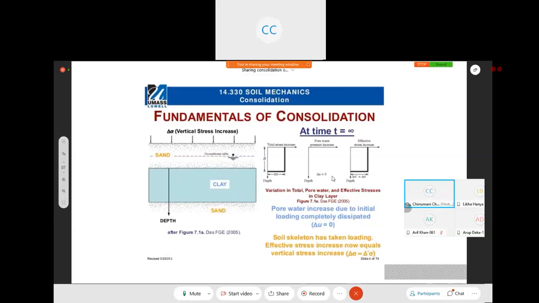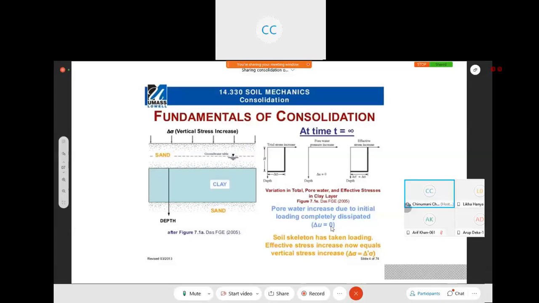So at time t equal to infinity, what happened? Whatever the pore water pressure present in the soil sample is completely squeezed out of the soil sample. So delta sigma, what will happen? The pore water pressure increase due to initial loading completely dissipates. Because of the initial loading, the pore water pressure will dissipate. That means delta U equal to 0.